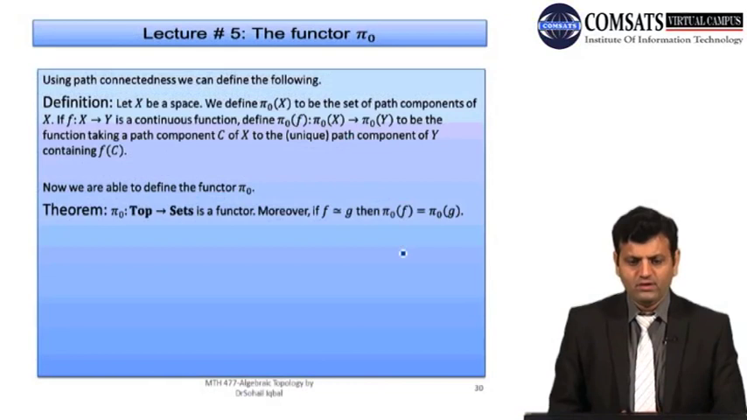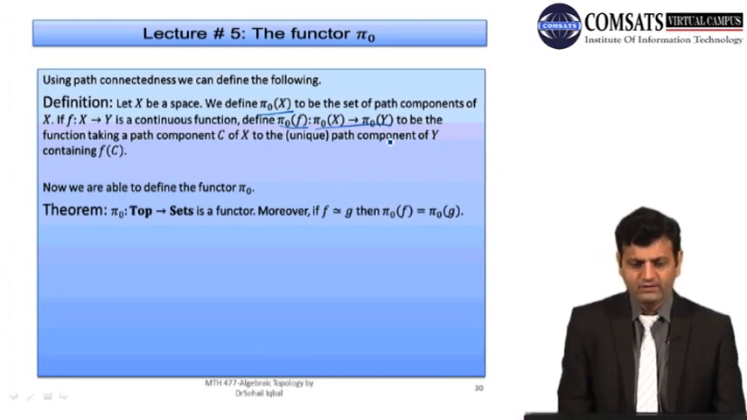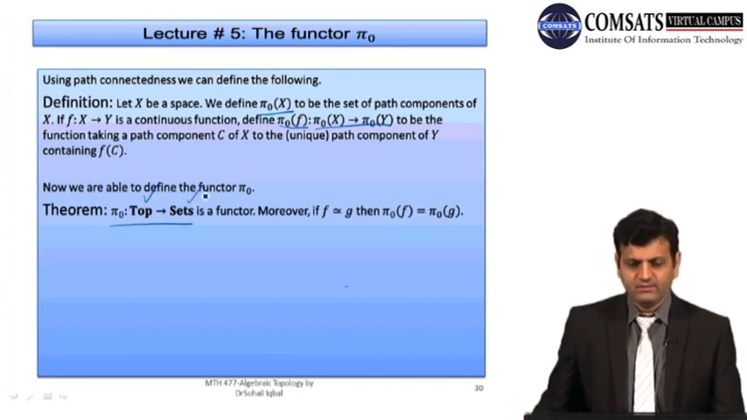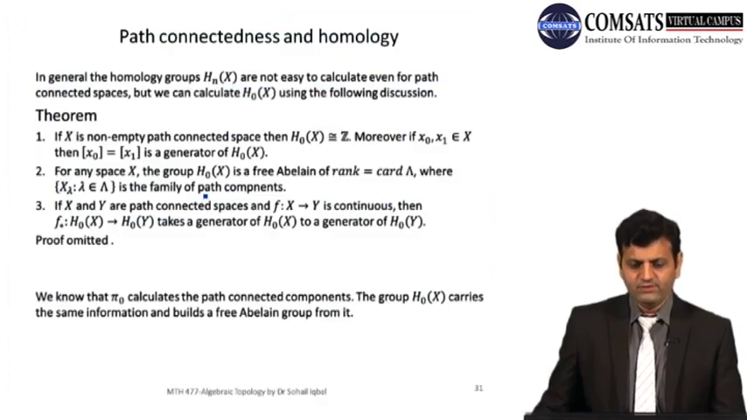So let's recall some things from lecture number 5. If we have a space, then we can define pi naught X to be the set of path components of X, and if we have a continuous function from X to Y, then we can define a map which takes the path components of X to path components of Y. This pi naught is basically a functor which takes a topological space and gives me a set, and that set contains the path components of the space X. So you can see that there is a similarity between H naught and pi naught. Let's see what's the relationship between them.